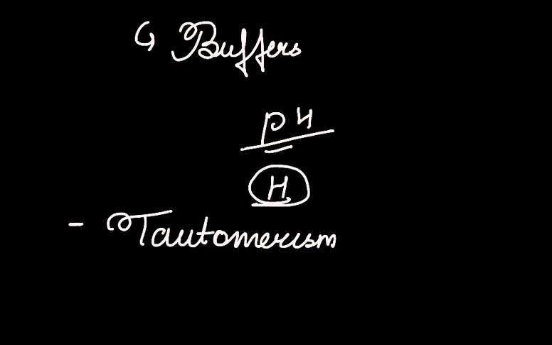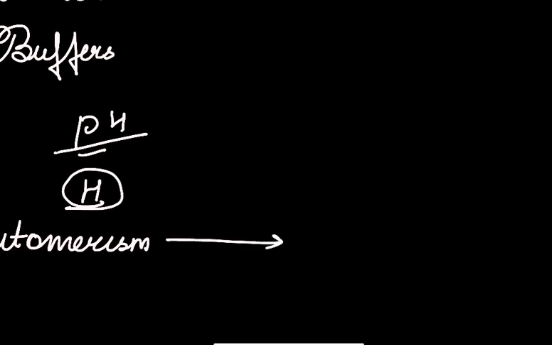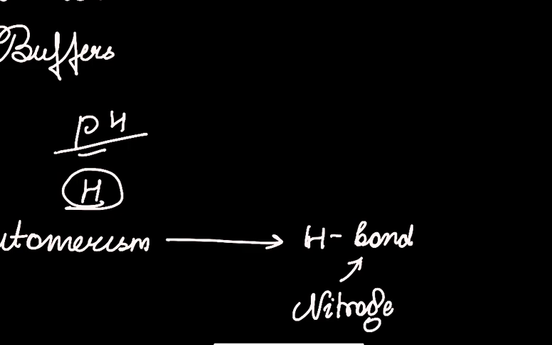Now, because of the tautomerism, what happens? There is a difference in the H bond, and H bond is a very important bond whenever we talk about the nitrogen bases in the contents of our nucleic acids like DNA and RNA. So first of all, the nucleic acid is affected by pH. How? By affecting tautomerism. How? By affecting the H bond of our nitrogen bases, complementary nitrogen bases.